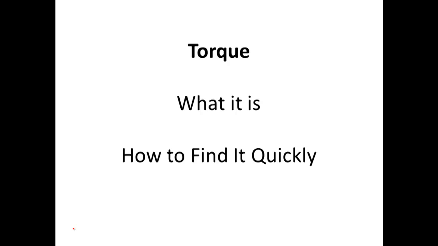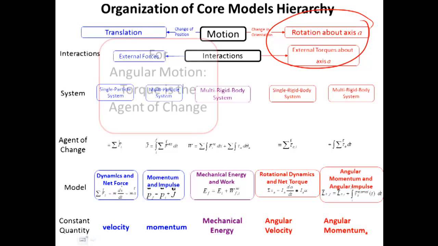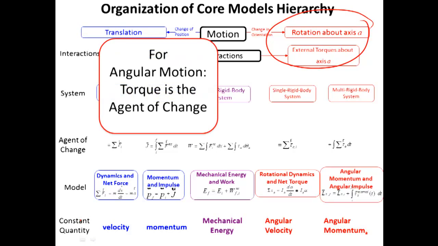Let's talk about torque, about what it is, and about how to find it quickly. Remember the map of core models, and look here over on the right. These are the models for rotation, and those models involve torque as the agent of change.